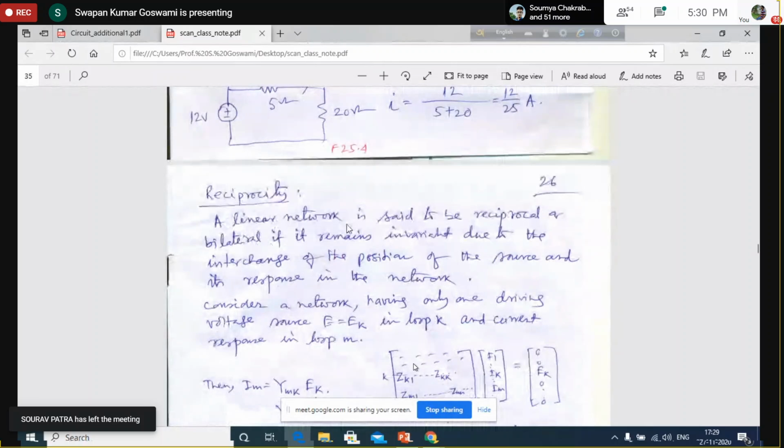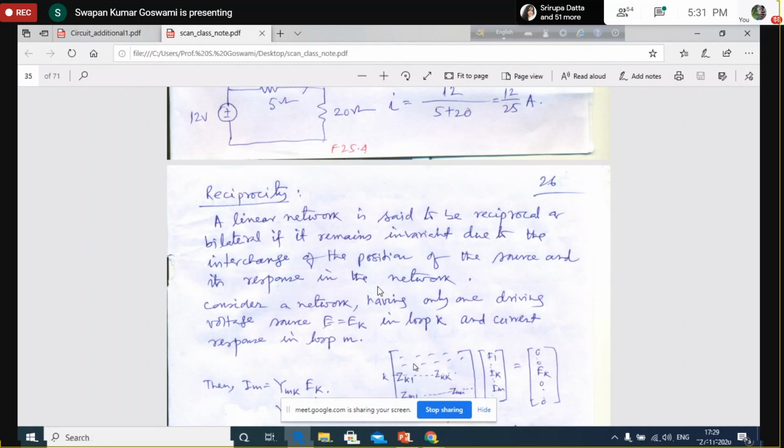A linear network is said to be reciprocal or bilateral if it remains invariant due to the interchange of the position of the source and response in the network. I have changed the position of the source and response, the change of this position.